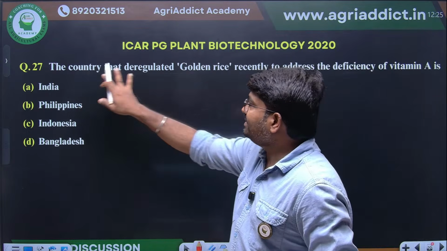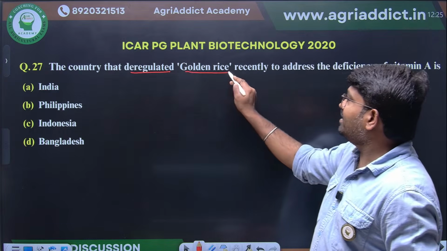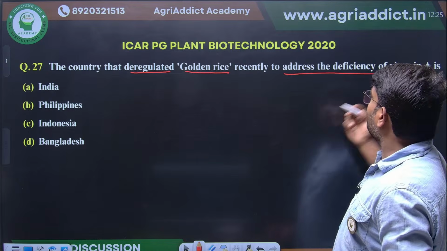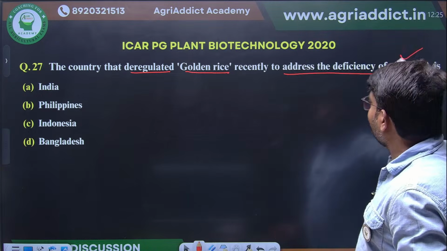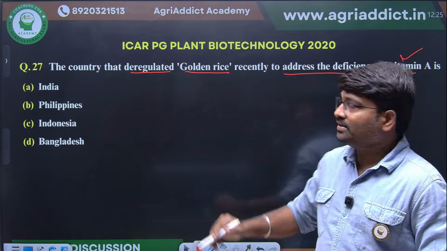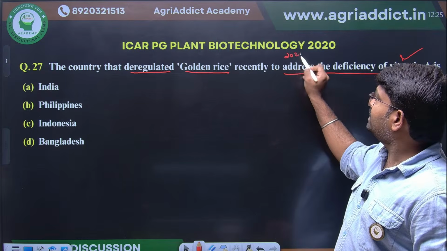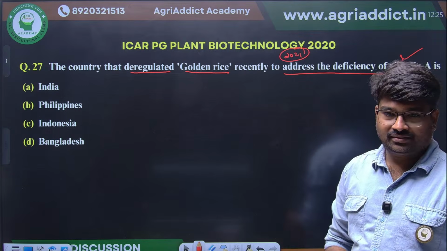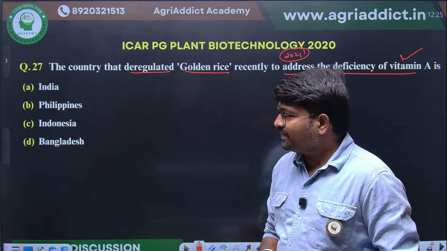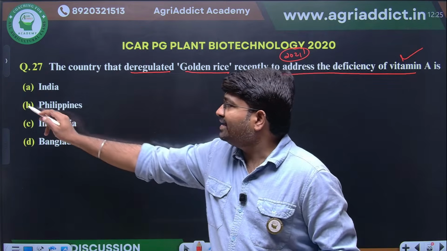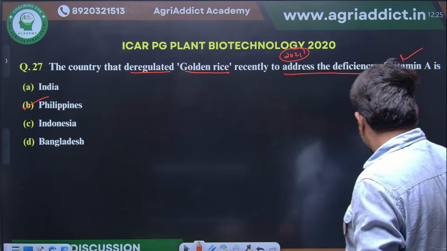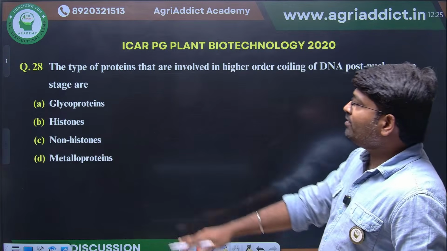The country that deregulated golden rice recently to address the deficiency of vitamin A is which country? In 2021 they have done this. Which country? India, Philippines, Indonesia, or Bangladesh? Yes, very good. Philippines. This is a general agri question.